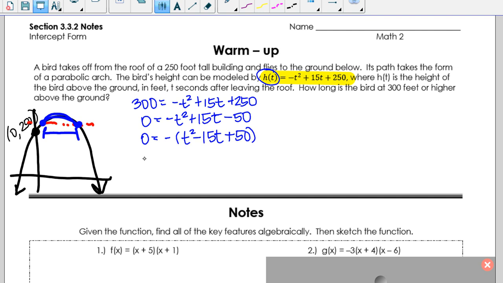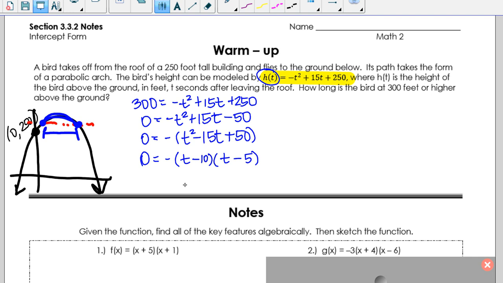And then I can factor it. I have 0 equals negative, I have a t and a t. My signs are going to both be negative because I need two numbers that multiply to be a positive but add to be a negative. This is going to be 10 and 5. T times t is t squared. Negative 5 minus 10 is your negative 15t, and negative 10 times negative 5 is your positive 50.